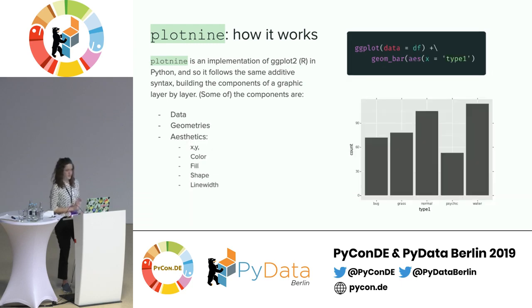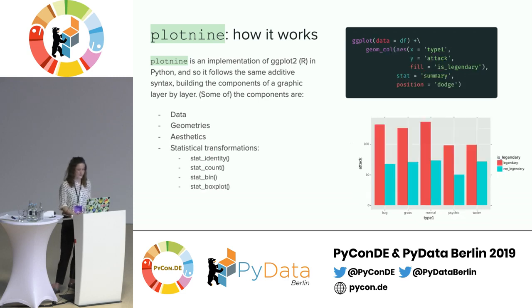And then we start adding our aesthetics. And aesthetics, like we said before, are tied to the geometry, right? So a line plot will have different possible aesthetics than, let's say, a bar plot or a histogram. So here we map the aesthetics: on the x-axis of this bar plot, we want to split our data based on the type that the Pokemon belongs to. So we have these bug, grass, normal, etc. So we have the counts of each Pokemon in each group.